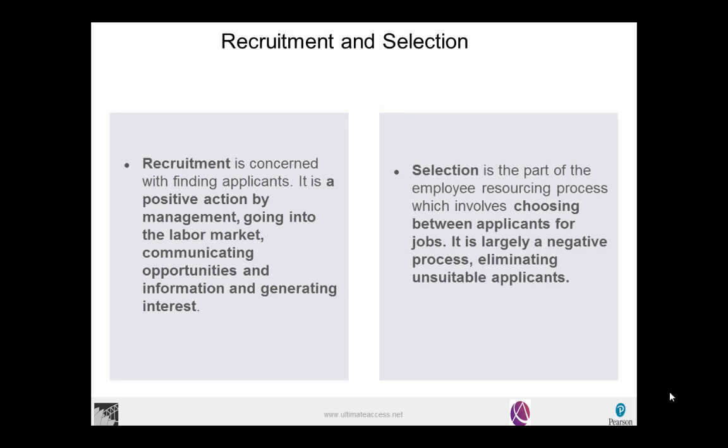While selection is the part of the employee resourcing process which involves choosing between applicants for jobs. It is largely a negative process because you eliminate unsuitable applicants. So you realize that recruitment and selection have one key difference. Recruitment is a positive action, while selection is a highly negative process because selection entails you eliminating people.